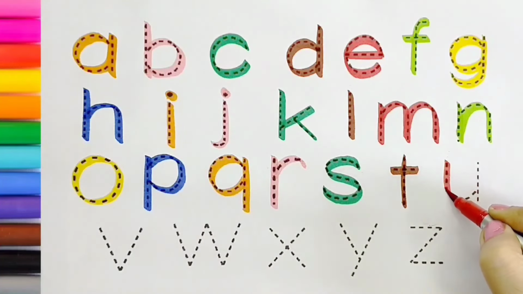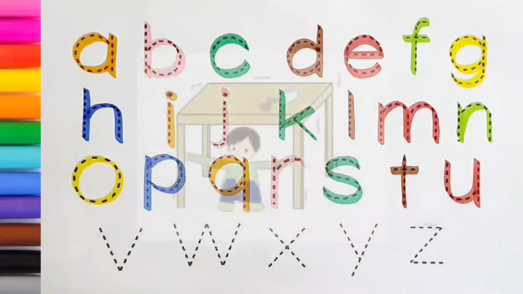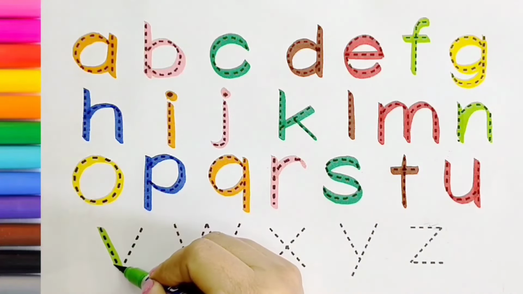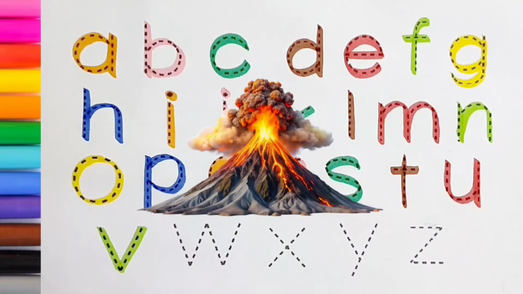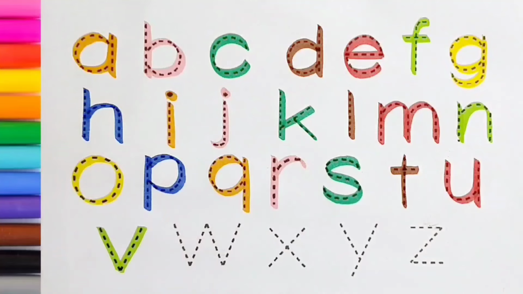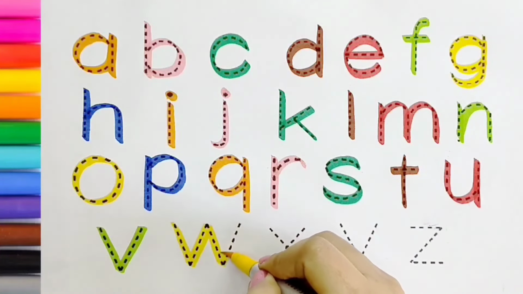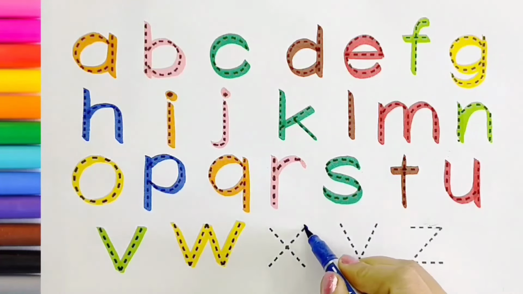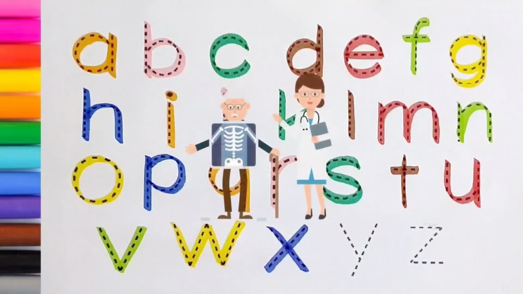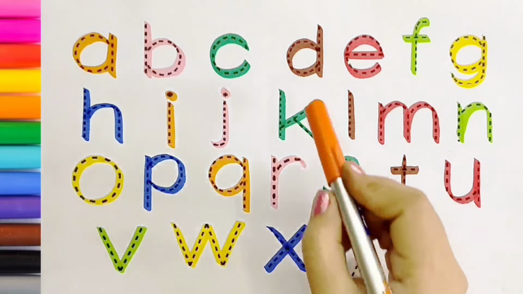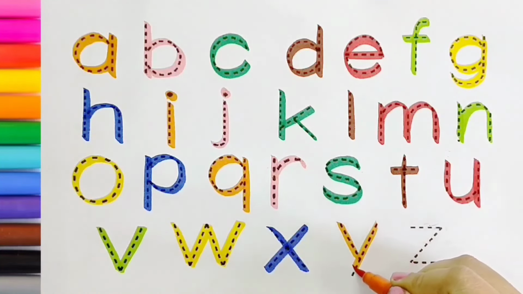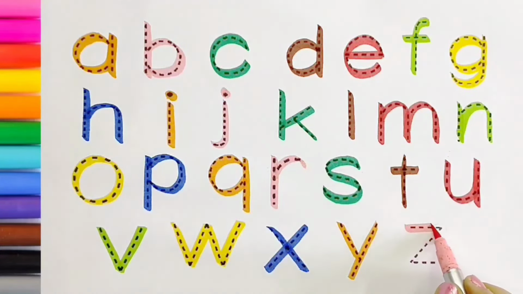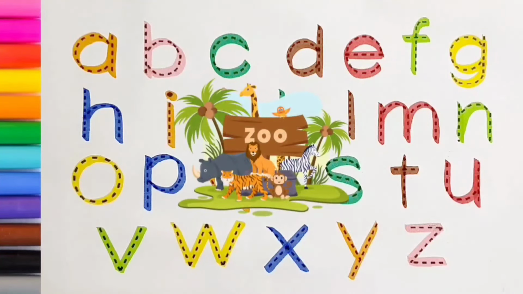Red color. U. U for under. Light green color. V. V for volcano. Yellow color. W. W for watermelon. Blue color. X. X for X-ray. Orange color. Y. Y for yak. Pink color. Z. Z for zoo.